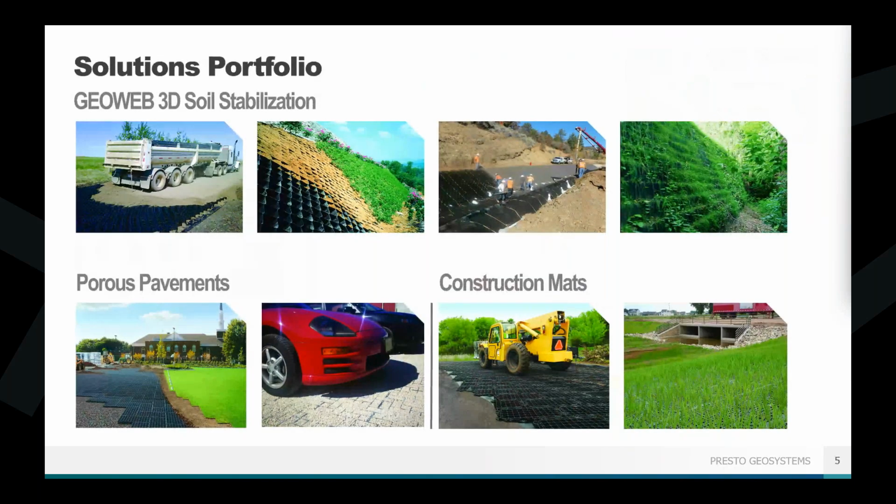So we do operate in 4 main application areas when using the GEOWEB system. And that's going to be load support, where you're supporting vehicles, slope and channel protection, and then constructing green retaining walls. Presto also manufactures porous pavements, where we have both a vegetated and an aggregate surface solution, and lightweight reusable construction mats. But today we are going to be focusing on the GEOWEB geocells and how they can be applied for the dam and levee, spillway, that sort of construction.